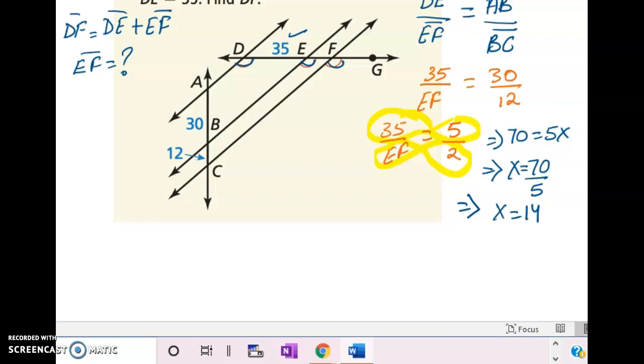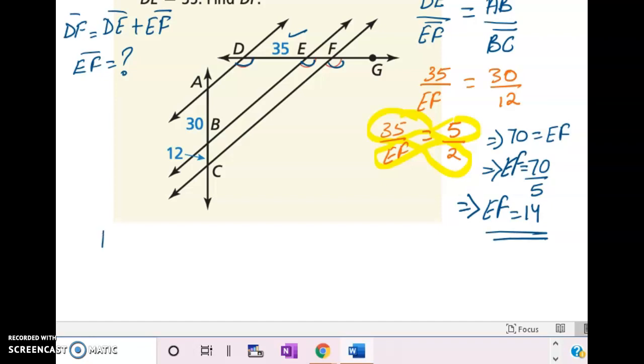Not x, we are just putting it as EF. Let's put EF only. Let's not introduce any variable right now. So EF is 14. But am I done with my problem? Not yet. We have to figure it out.